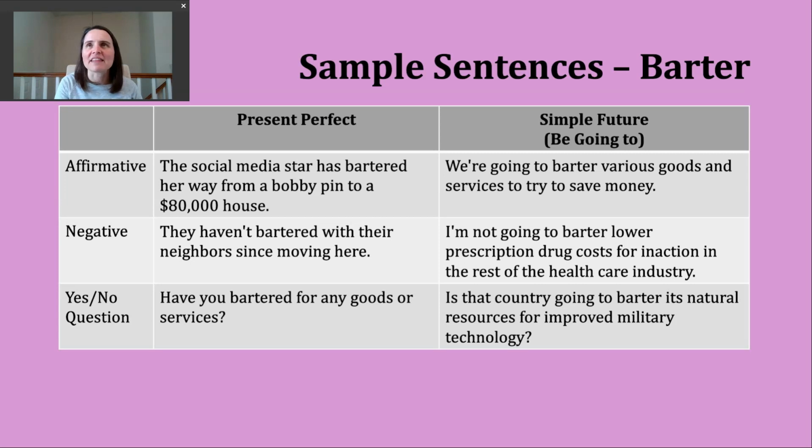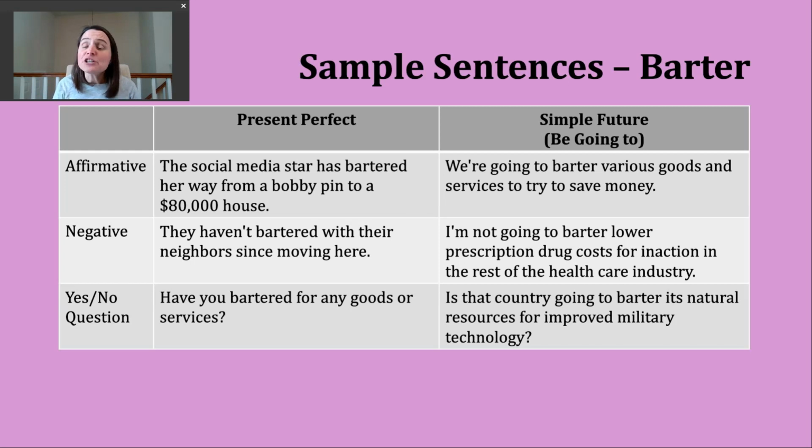So can they think of some situations where they maybe have traded goods or services to acquire other goods or services? Now let's talk about the simple future. There are many ways to describe actions that are going to happen in the future or that we think will happen in the future. Today, we're going to focus on making sentences with be going to. This is really common when people discuss their plans.